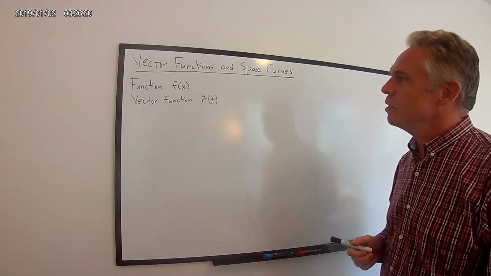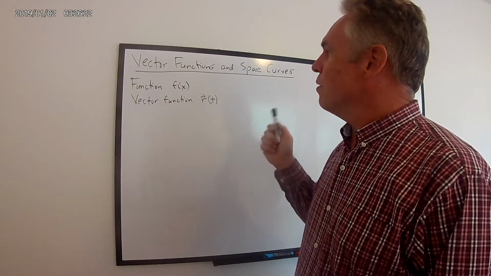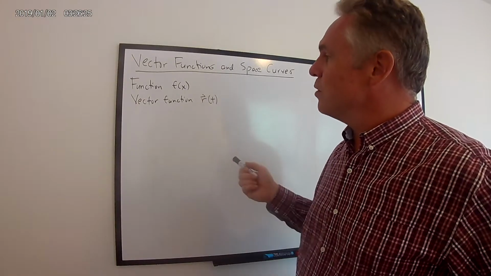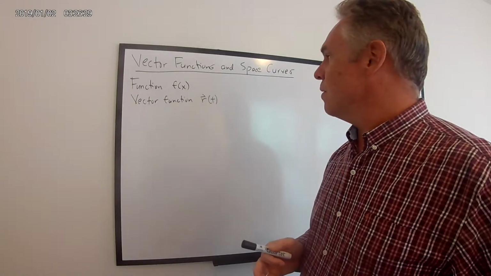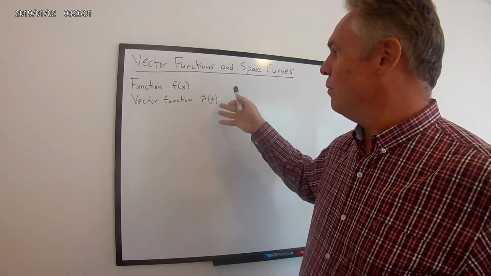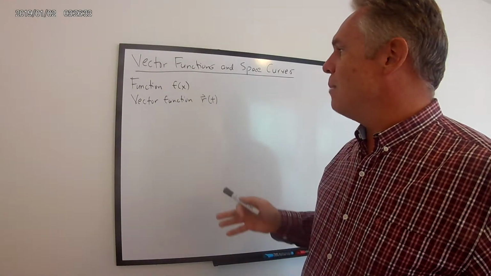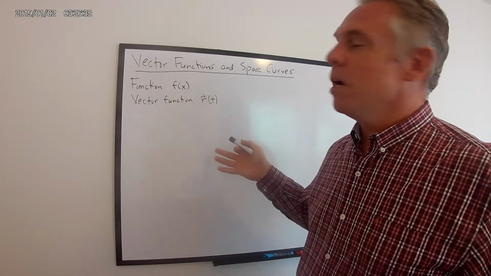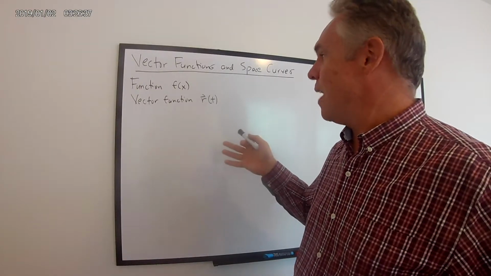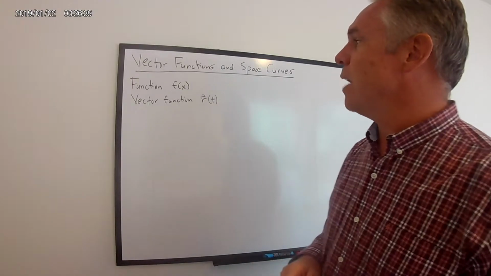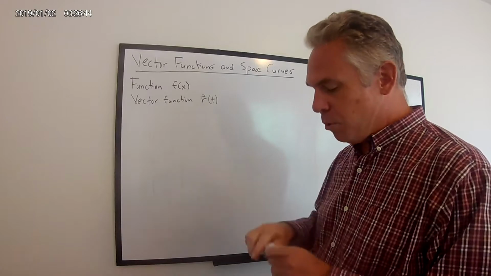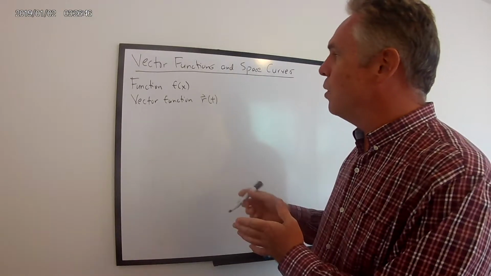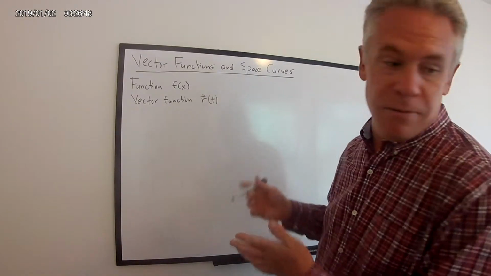A vector function is related to this. A vector function takes an input of a real number, as with a function, and we typically call this input t. But its output is not a real number. Its output is actually a unique vector. So that's the difference between a vector function and a function. A vector function takes a real number as an input and has an output not of a real number but of a unique vector.